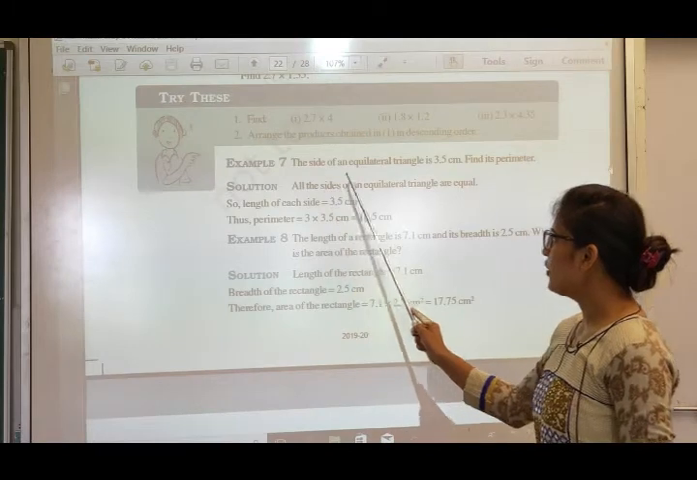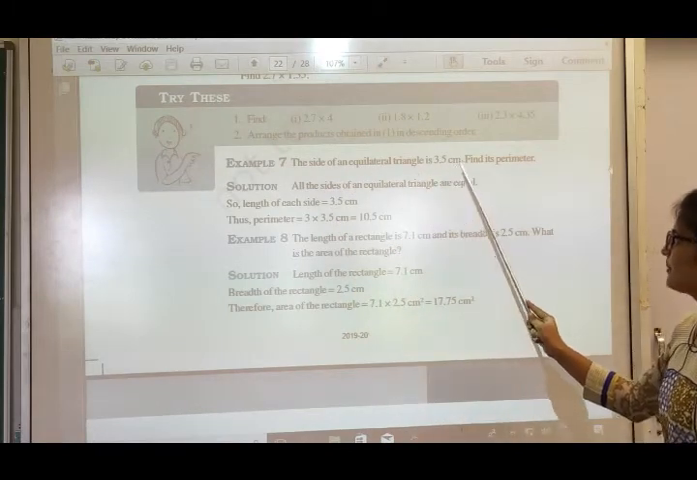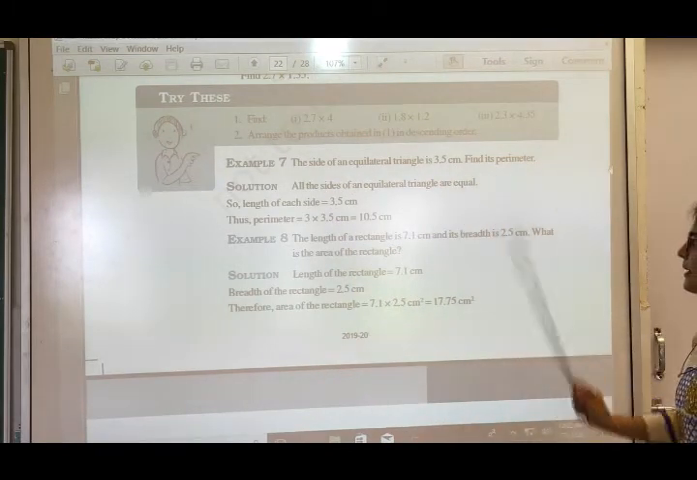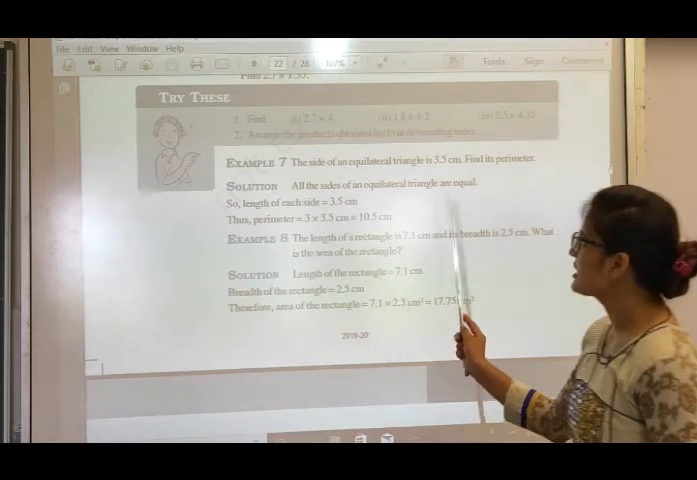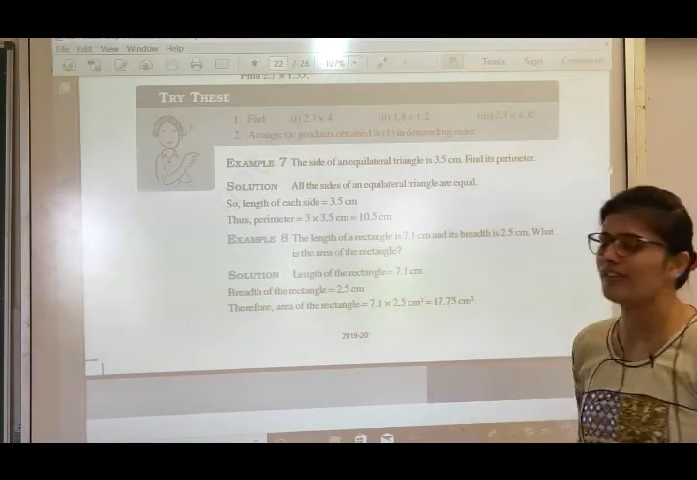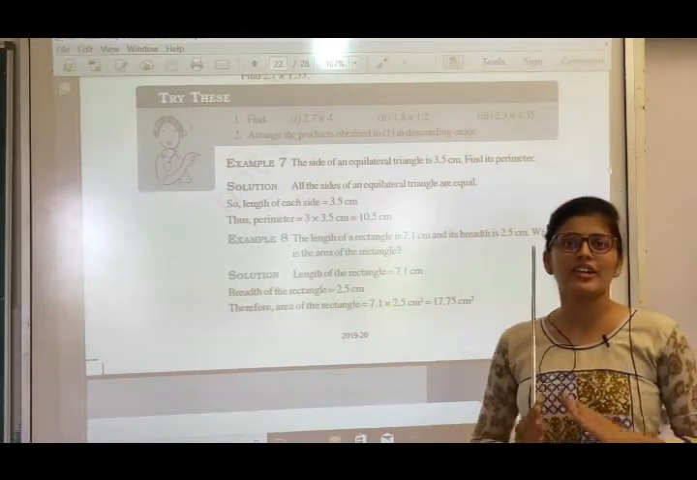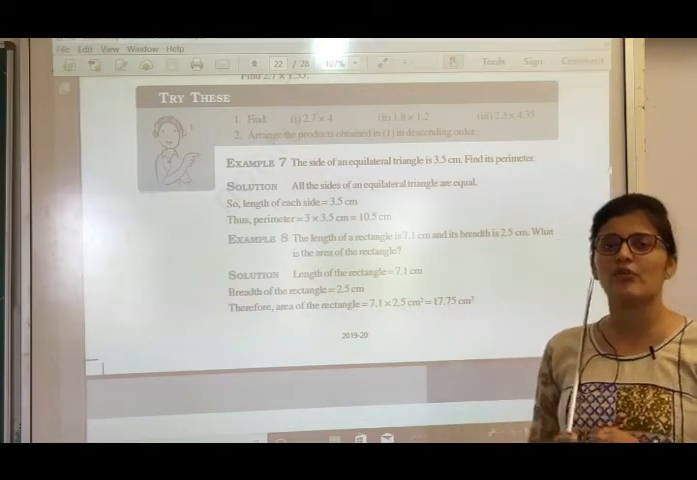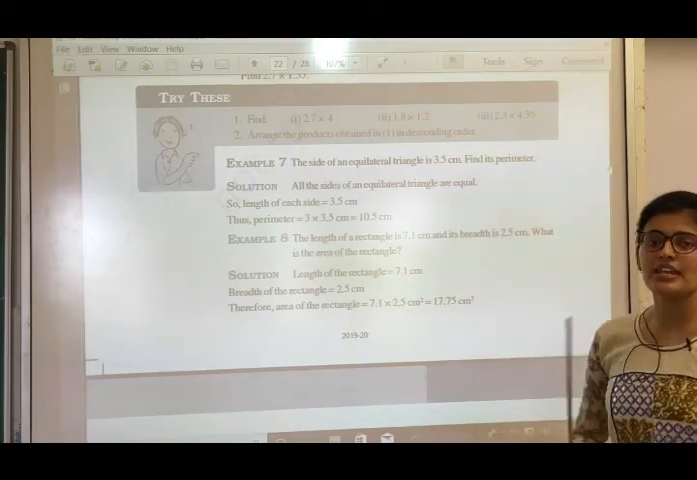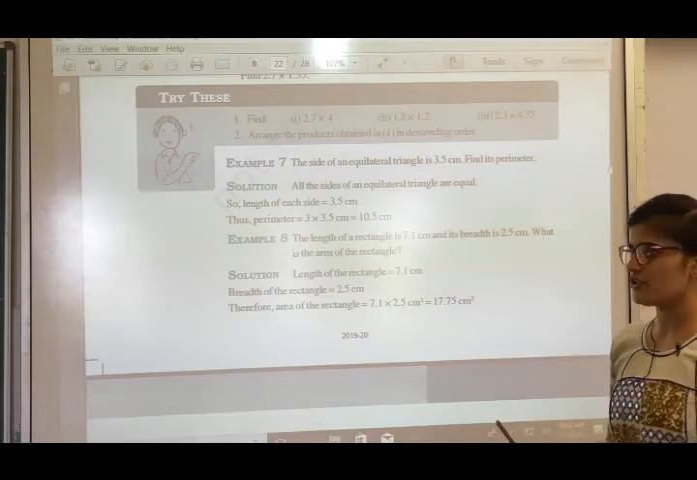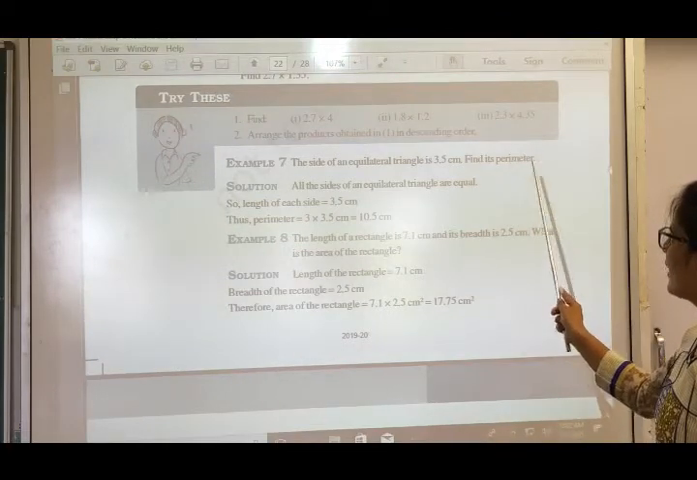7. The side of an equilateral triangle is 3.5 centimeter. Find its perimeter. Now here the question is given that one side is given of an equilateral triangle. Equilateral triangle means all the three sides of the triangle will be same or of equal measure. So we have to find the perimeter.